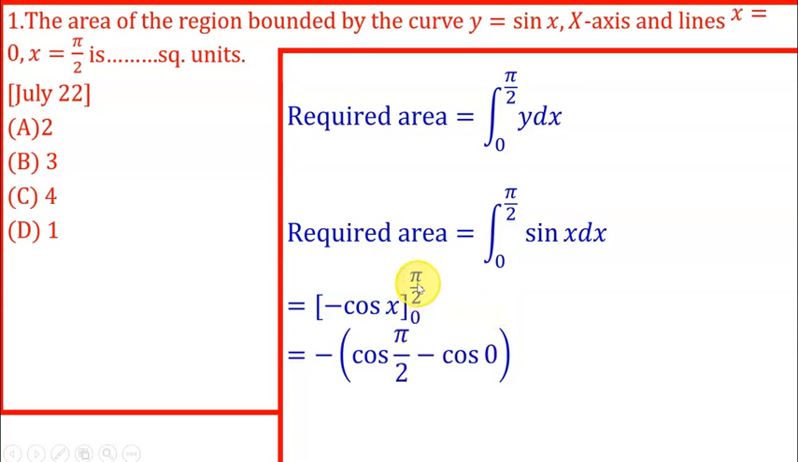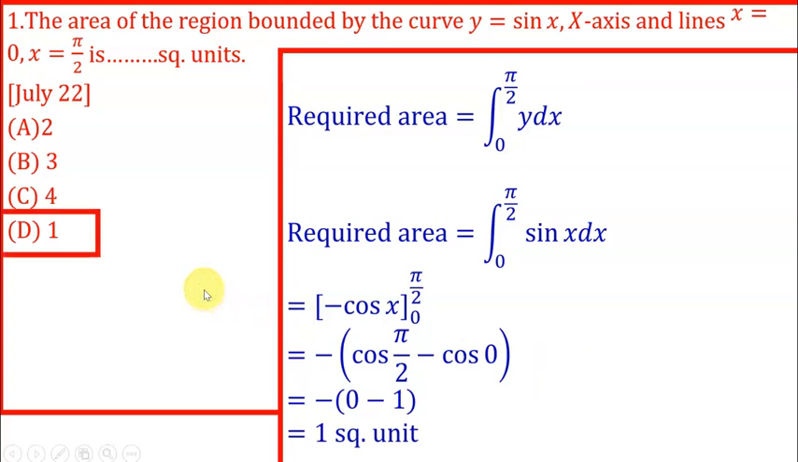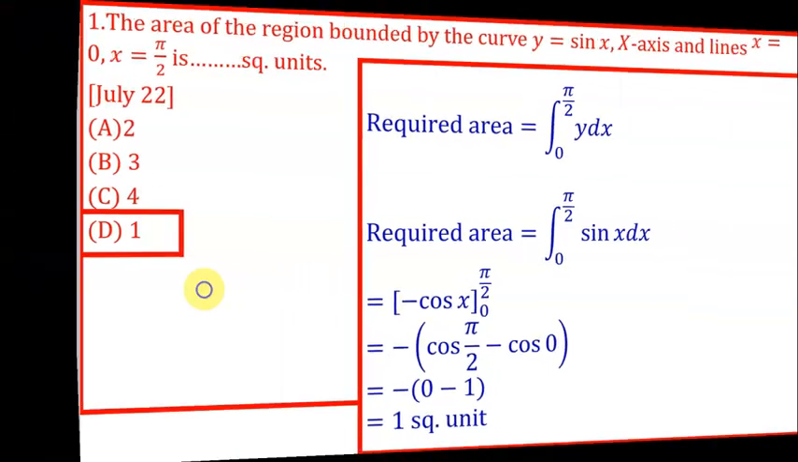Now substitute here. Upper limit gives minus cos of pi by 2 minus cos of 0. Now cos 90 is 0, cos of 0 is 1. Minus minus will become plus 1. And hence 1 square unit is the answer, and hence option D is correct here. Next question.